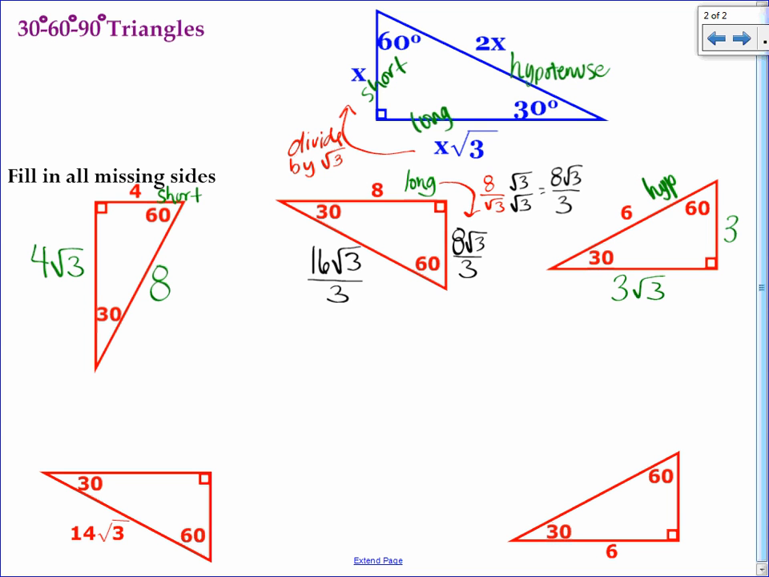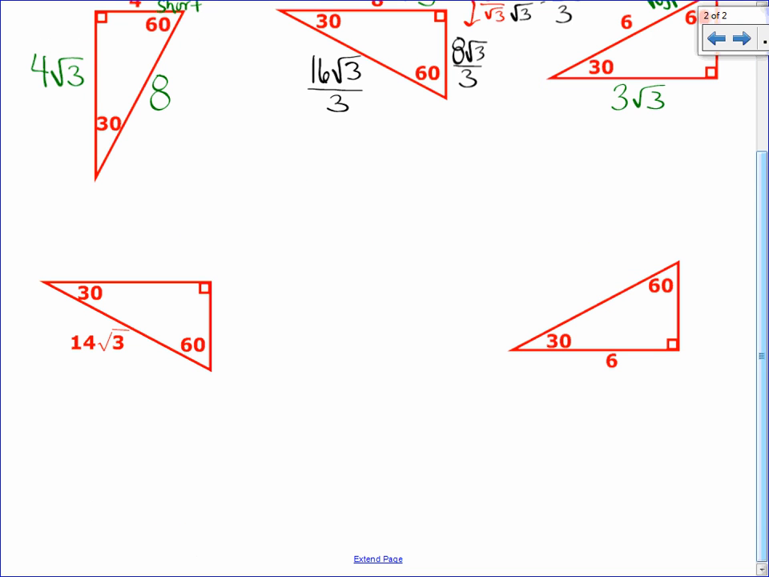All right, so let's look here. What side did they give us? Hypotenuse. Okay, which was the side with the 2x on it. So how do we go from here to the short leg? Yep, we cut it in half. So this would turn into what? 7 square root of 3. Okay. So this is now the short one.